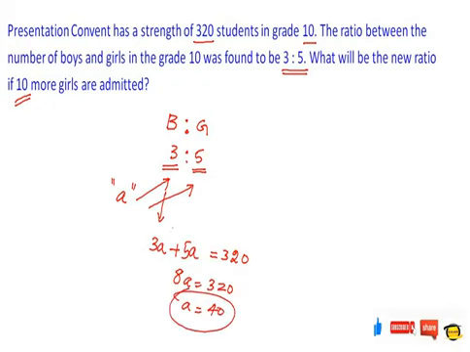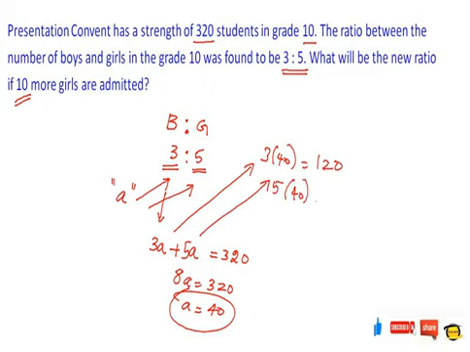Now, what is going to be the number of boys? 3 times 40, which is equivalent to 120. What is the count of girls? 5 times 40, which is equivalent to 200, right? So, the first part is over. Now, what is the question?